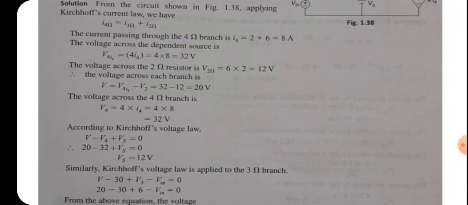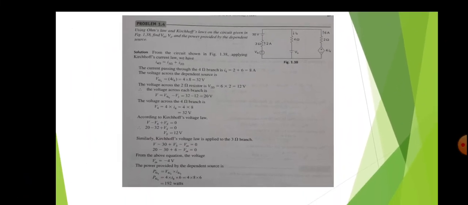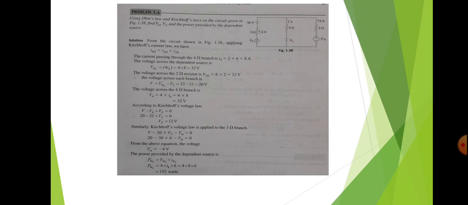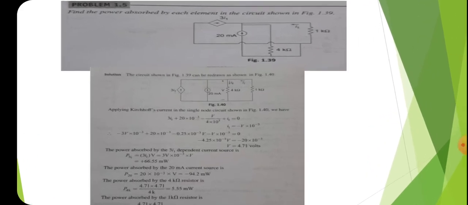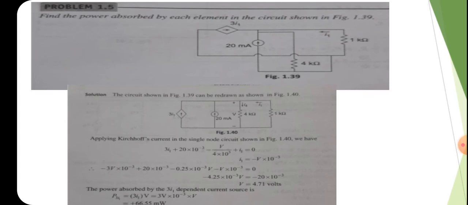This is all about this question, and it contains a dependent voltage source, that is a current controlled voltage source, and you got the solution. So we can go to the next question. The next question is: find the power absorbed by each element in the circuit shown in the figure. I will read the question again. Find the power absorbed by each element in the circuit shown in the figure.